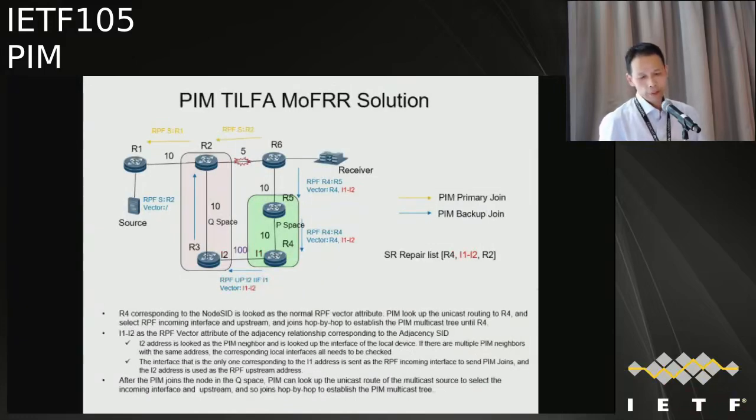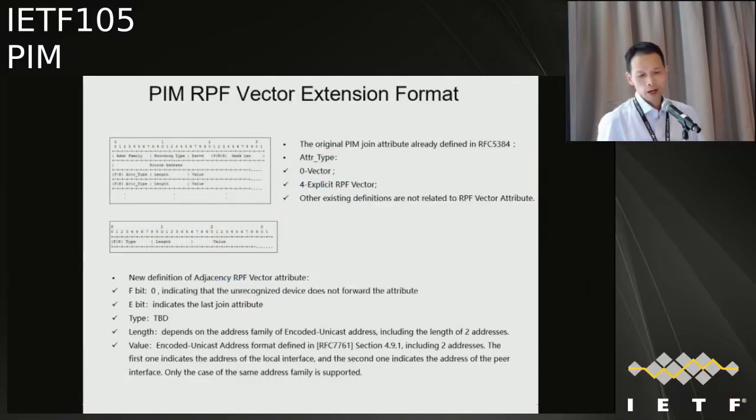So the solution we propose is that we add a PIM vector pointing out the interface, from interface 1 to interface 2. And then R4 gets this vector and knows that it doesn't need to send the PIM join across the shortest path, but through the vector carried in the packet. So this is our proposed extension to the PIM RPF vector.